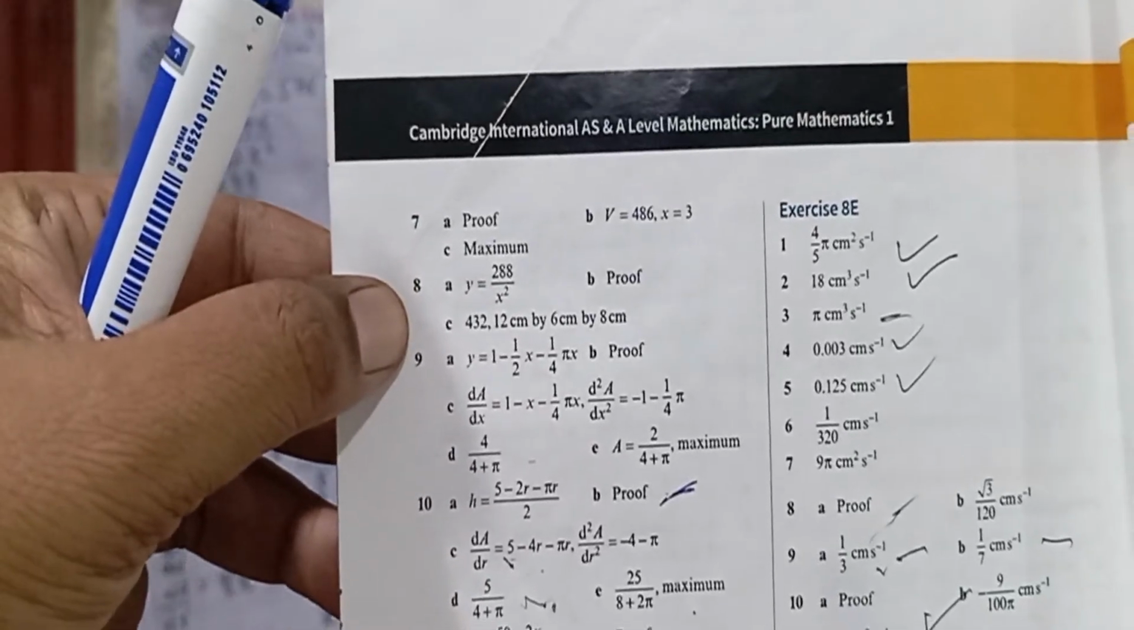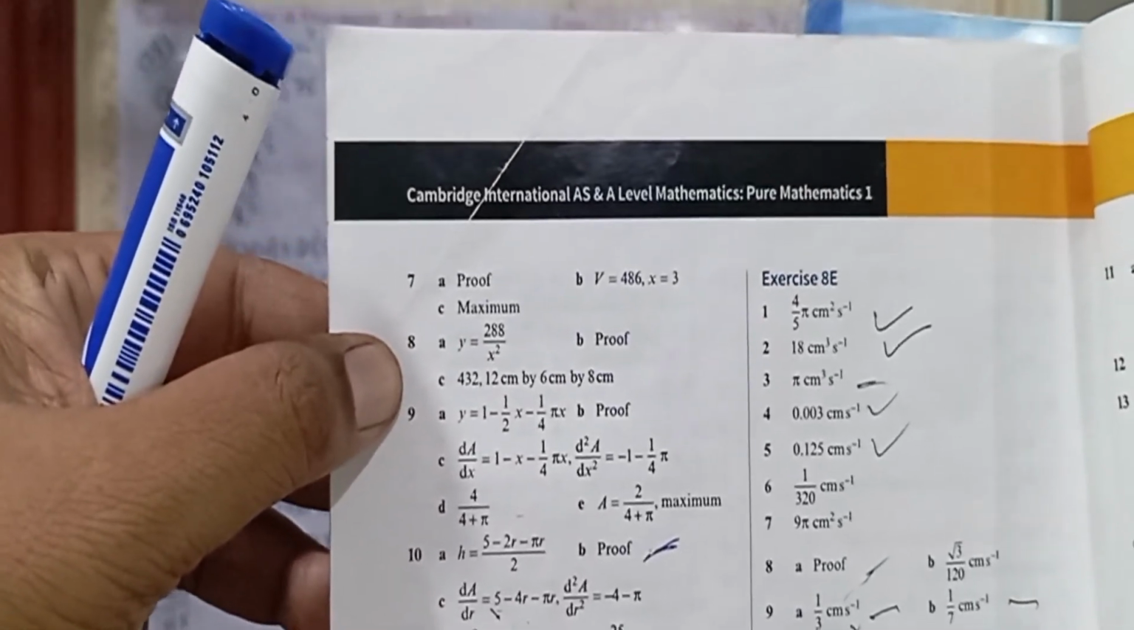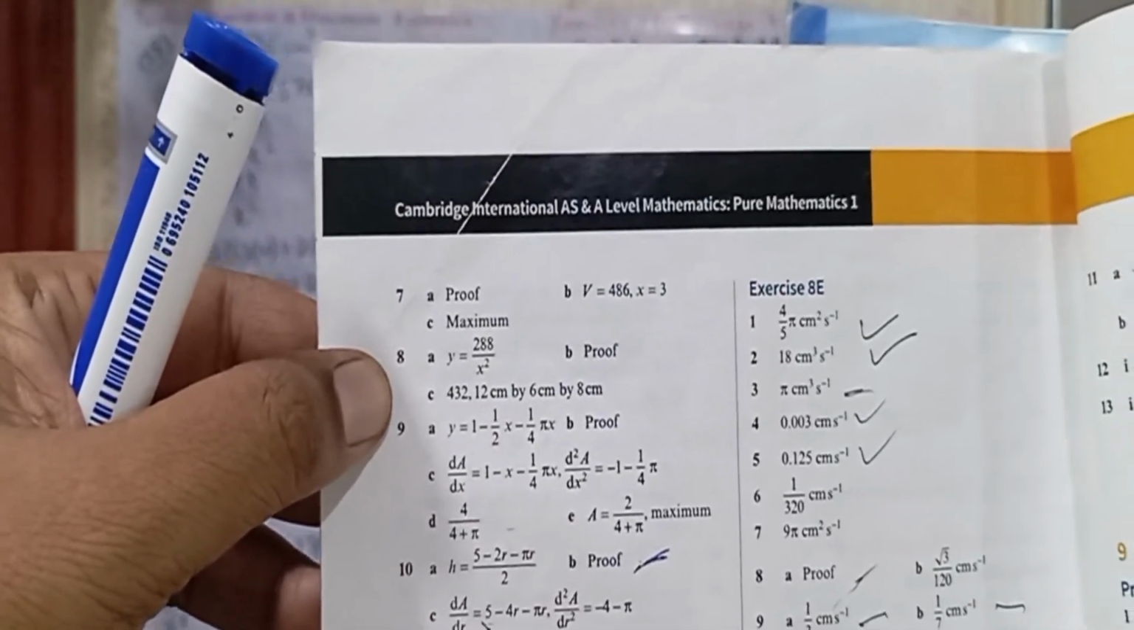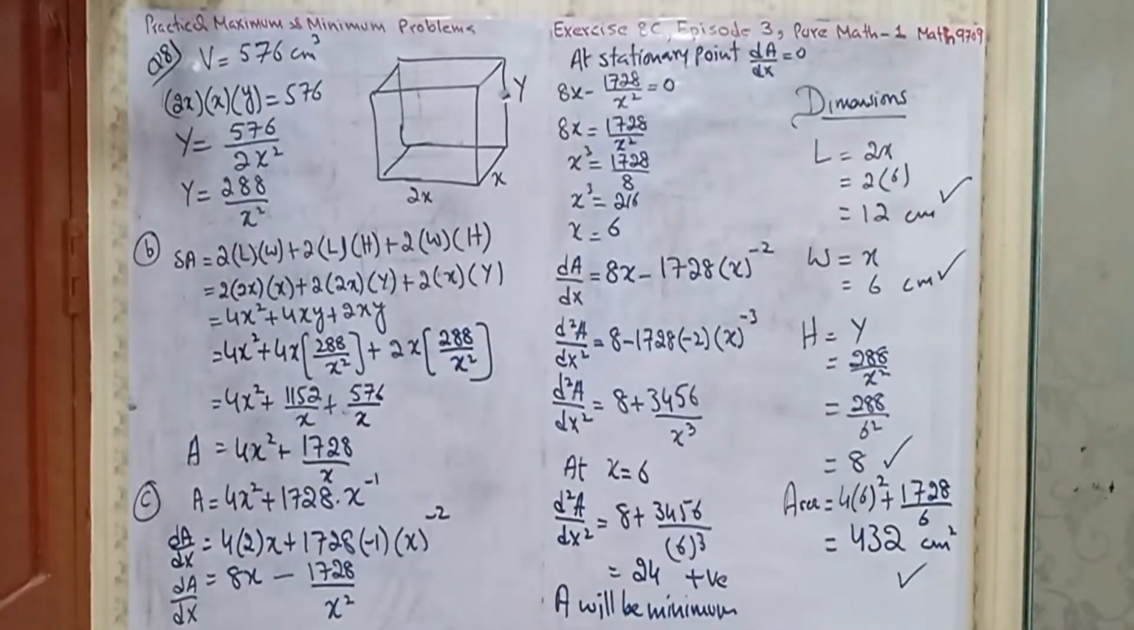This is the answer, sir. Can you see this? Question number 8. Our answers exactly match with it. The only problem is with that word. We are saying it's a minimum point, and they are saying it's a maximum point. I think they have a typing error. So this is question number 8, and it's possible. Don't worry about this.